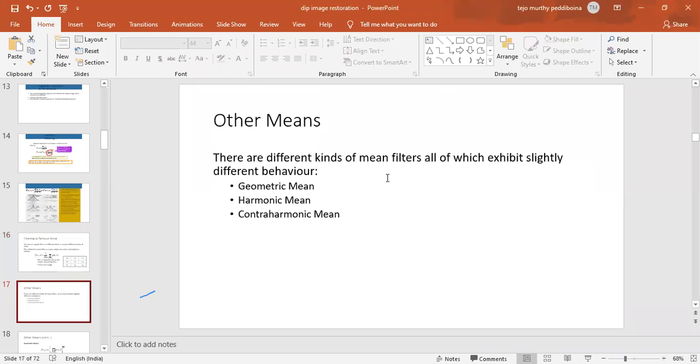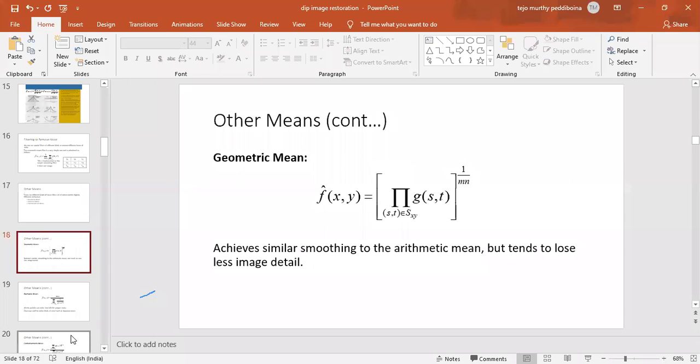Then the other means are the geometric mean, harmonic mean, and contra-harmonic mean, etc., with different types of formulas. Now geometric mean is nothing but the same method, but we will consider the product rather than the summation. We will multiply everything and take the product to the power of 1 by mn.